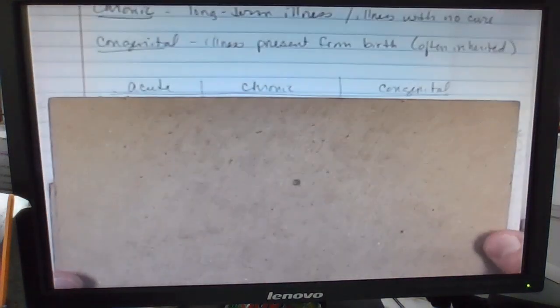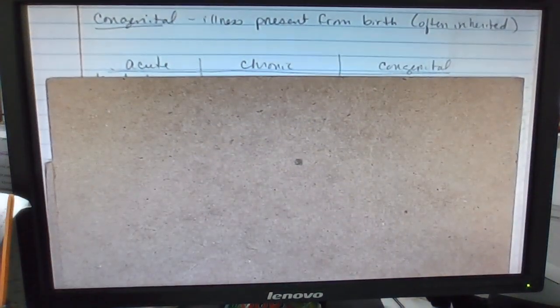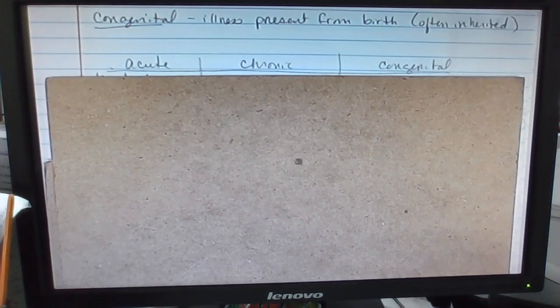So I've got a data table here. I know you won't listen to my melodious voice if I show it all to you at the same time. So, some examples of comparisons of acute, chronic, and congenital illnesses.